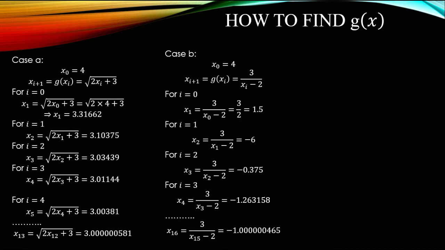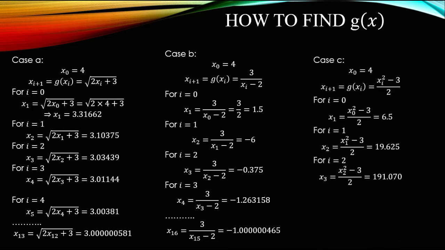So the third student, who has decided the system generating function x i plus 1 is equal to g of x i is equal to x i square minus 3 divided by 2, for i is equal to 0, in the first iteration he will get 6.5.